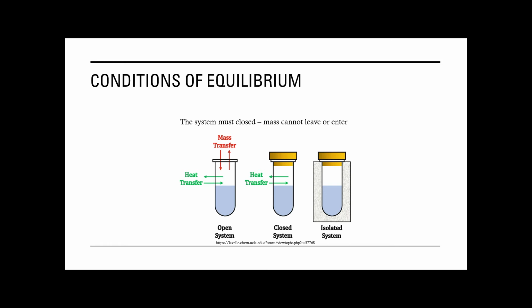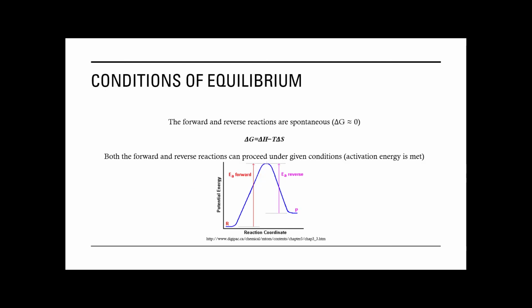You can also have isolated systems in which you stop heat transfer. We're not going to focus on these ones really that much at all in the scope of this course, but you can have systems that exist like that as well. There are a couple of other conditions as well. In particular, the forward and reverse processes need to be spontaneous, or I guess near spontaneous. So that means the delta G is about zero, thereabouts, or as close to zero as possible.